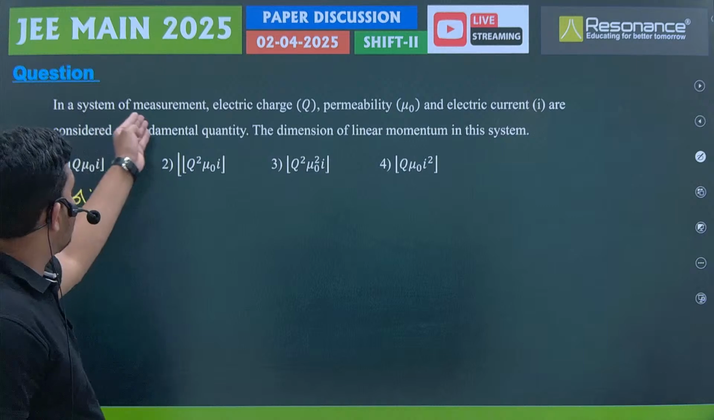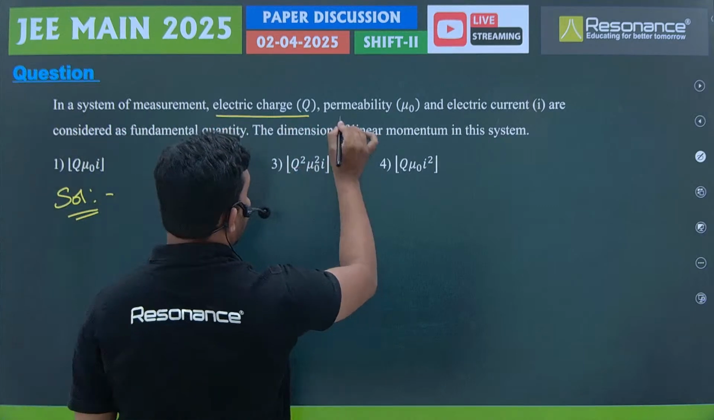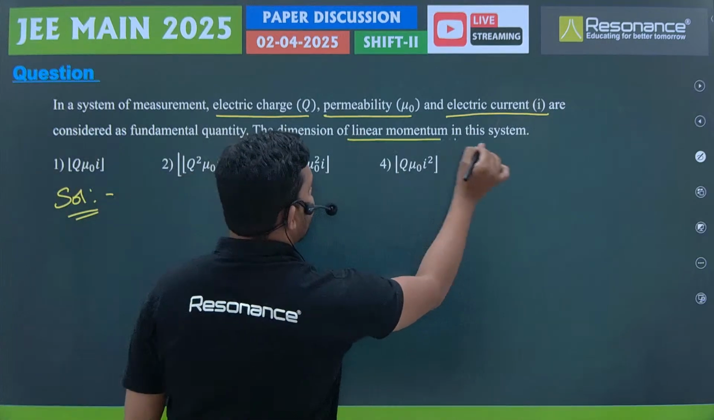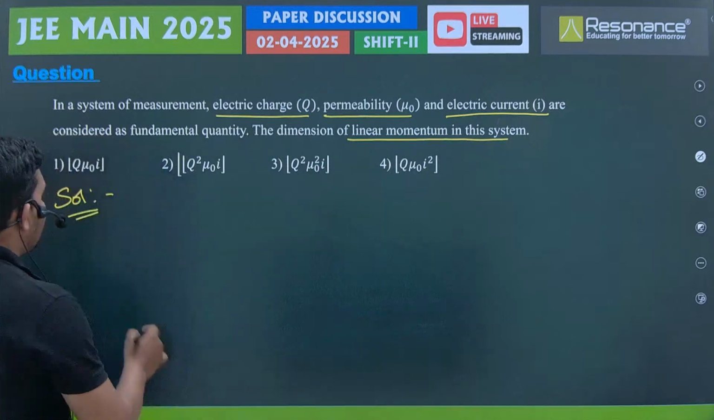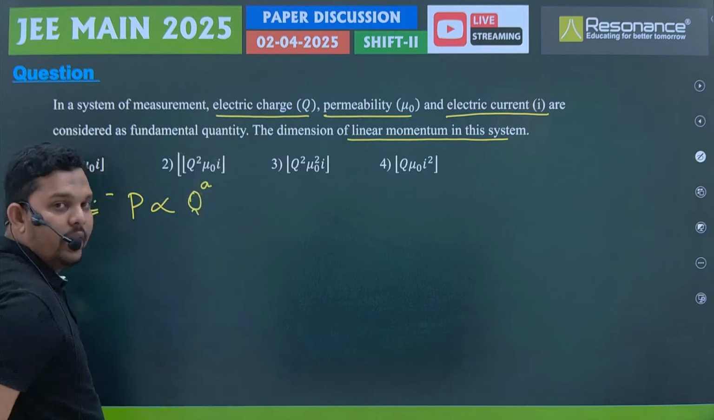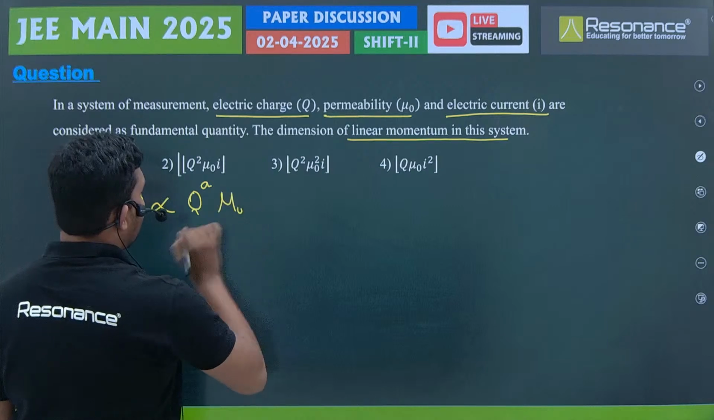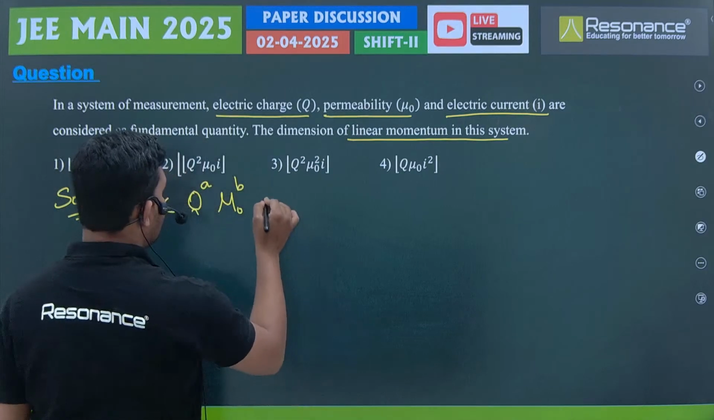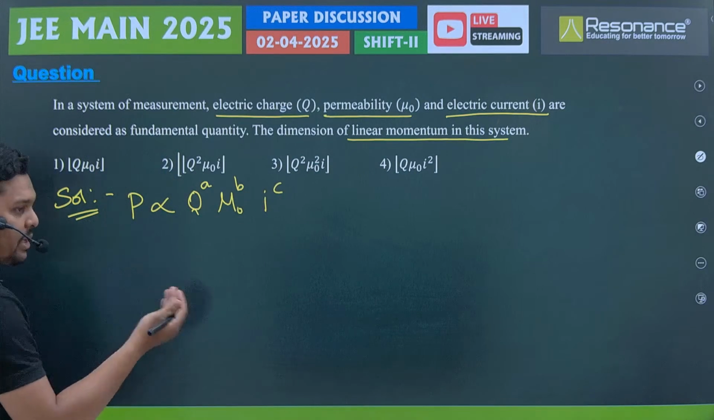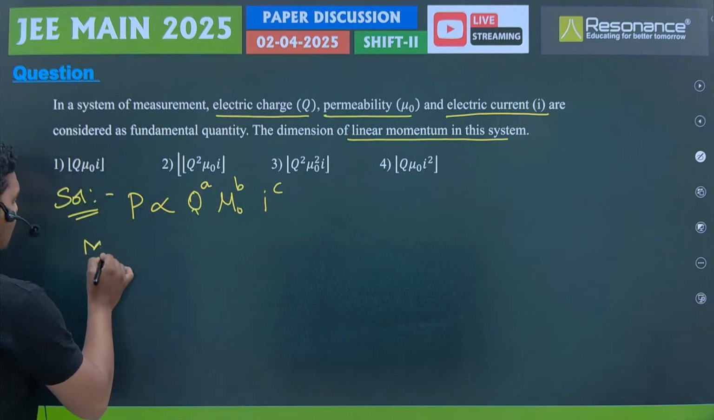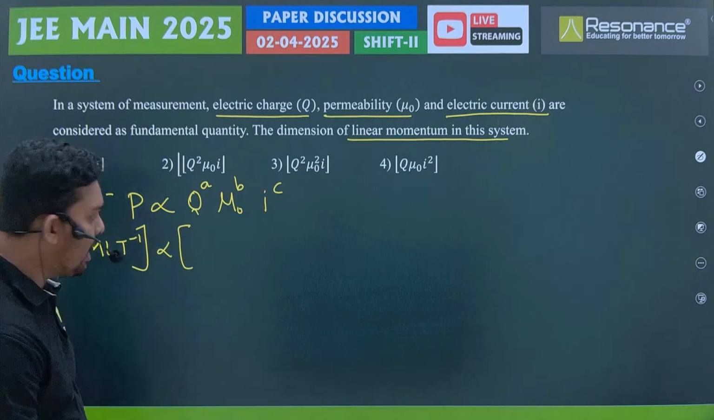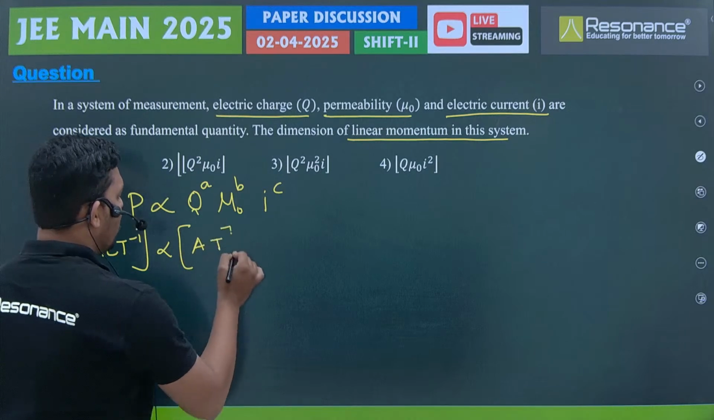He said, in a system of measurement, electric charge Q, permeability mu naught, and electric current I are considered as fundamental quantities, then the dimensions of linear momentum in this system is. So basically I can say that momentum is directly proportional to electric charge power A, followed by permeability mu naught power B, and electric current I power C. So we will go with the respective dimensional formulas. Momentum can be taken as mass into velocity, so M L T power minus 1. So it's proportional to charge. Charge is taken as current into time, so amperes into time, whole power A.